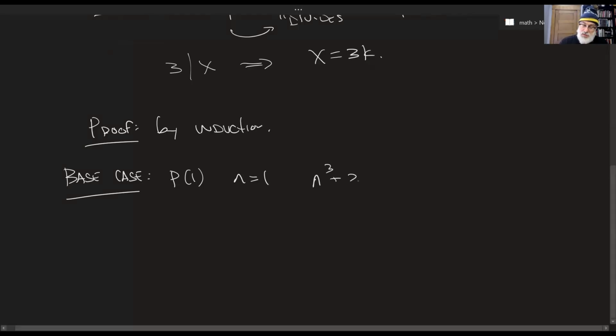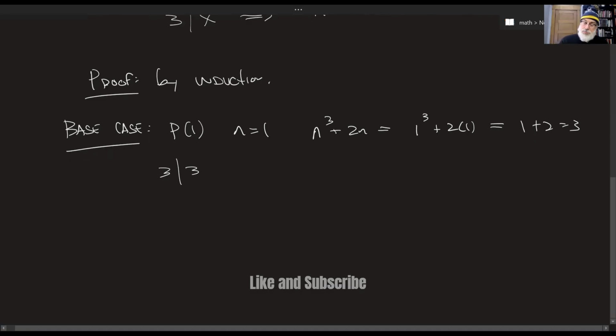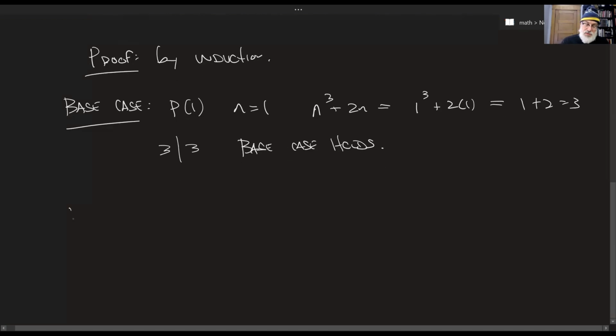So let's look at what this is. When n is 1, this is 1 to the third plus 2 times 1, which is 1 plus 2, which is 3. And indeed, 3 does divide 3. Now, this means that 3 is equal to 3 times some integer, and here we know that k is 1. This isn't necessary for this proof, but it's just getting more comfortable with what divides means. So the base case holds. So we're going to move on to the inductive step.